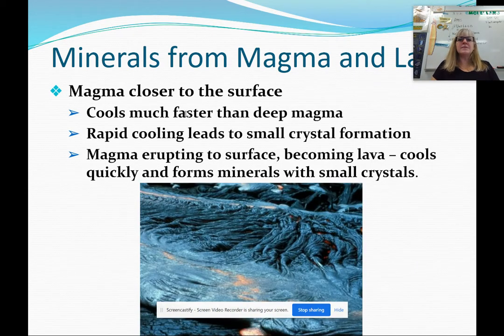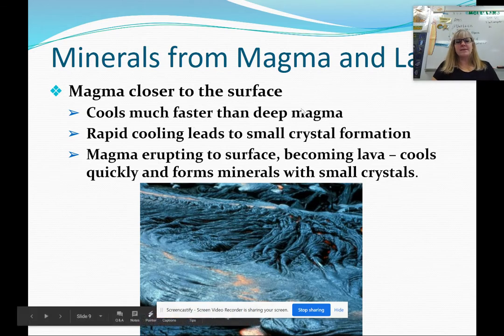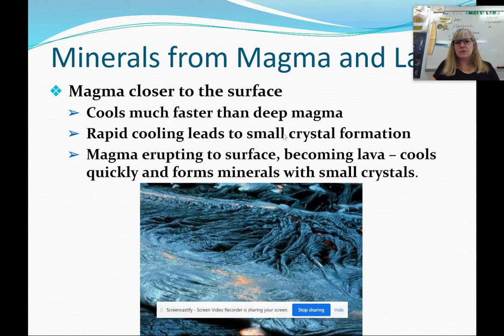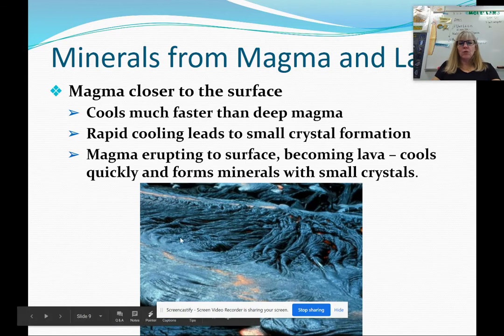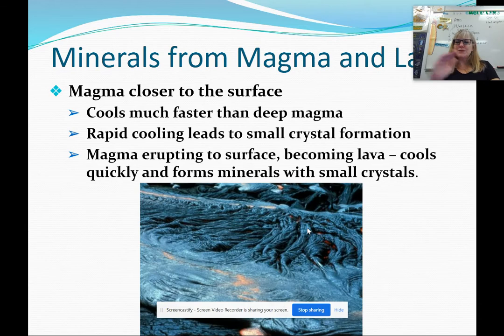If the magma comes out of a volcano or a vent and it cools very quickly on the surface, there won't be time for the atoms to find each other and form really nice minerals. The rapid cooling leads to much smaller crystal formation. You usually can't identify the minerals in this cooled lava unless you cut it into pieces and glue it to a little slide and grind that rock down so you can see light through it in a microscope. And then I can look under the microscope and figure out what the minerals are inside the magma.